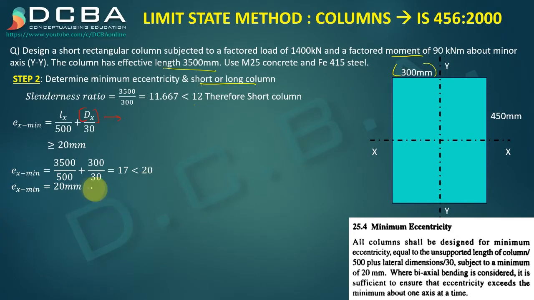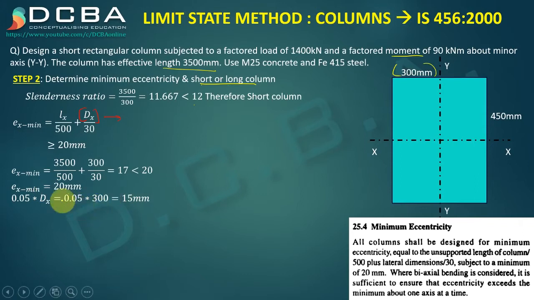Now I need to check whether this 20 mm is less than 0.05 times d or not, because if it is less than 0.05 times d, then I do not have to consider this minimum moment generated by this minimum eccentricity. But if this minimum eccentricity is greater than 0.05 d, then I need to consider the moment that is being generated by it. So let us check 0.05 d. So 0.05 times dx, that is the dimension along x, is equal to 15 mm. So what we can see here is that our minimum eccentricity is greater than 0.05 times d.